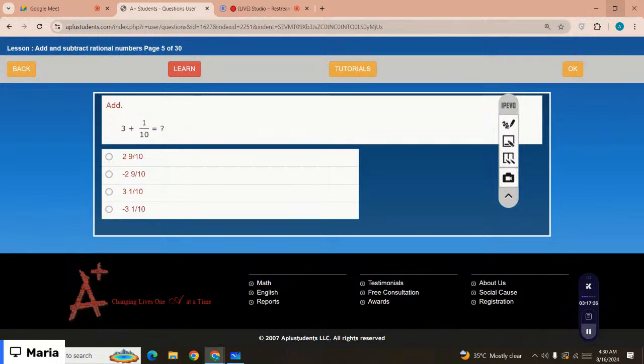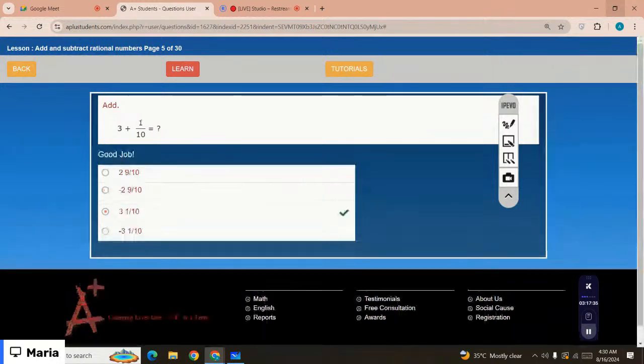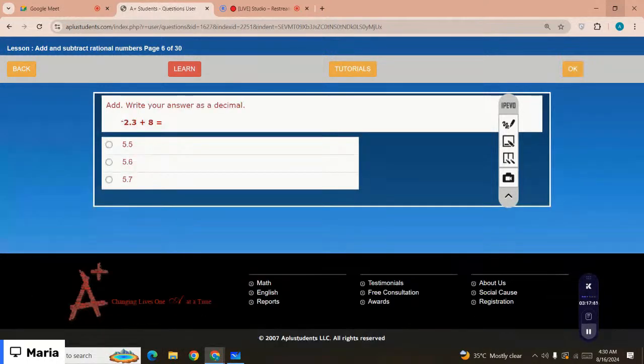The correct option is 3 whole 1 over 10. Option number 3 is the correct option. Very good. Finally, someone answered. That is 3 whole 1 by 10. Very good. Okay, the next one is add 8, negative 2.3 plus 8. So which is the correct option?